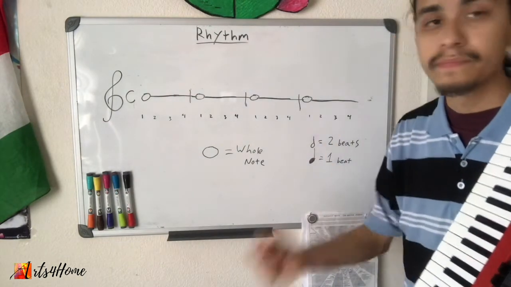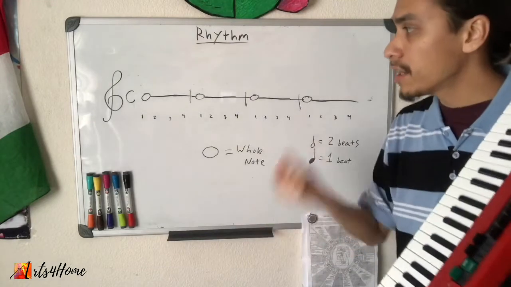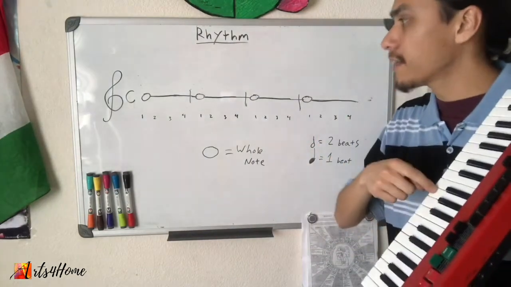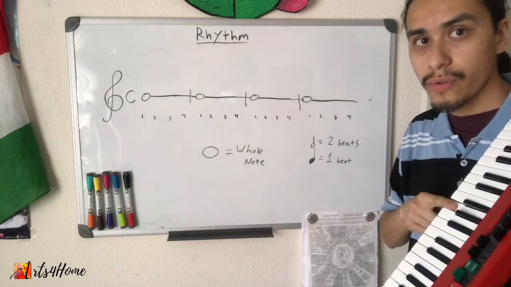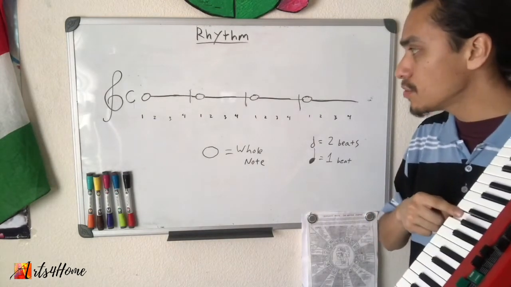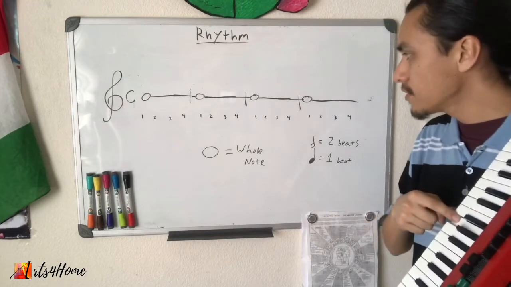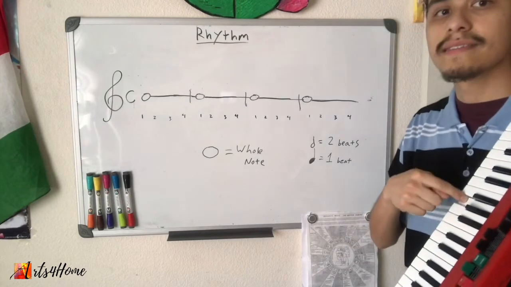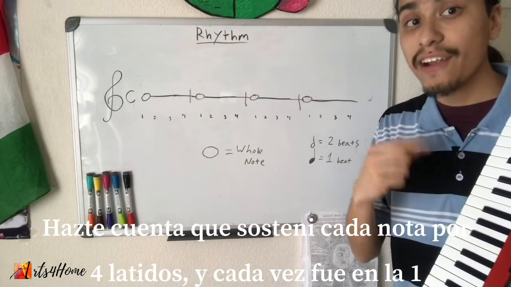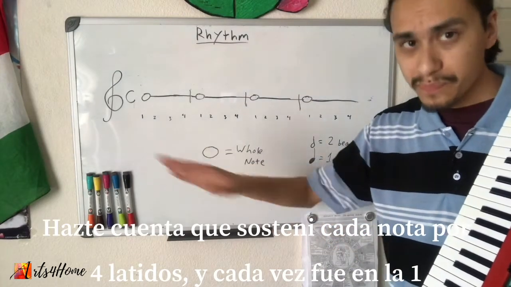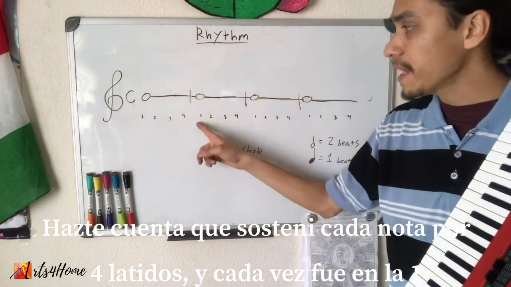Ready? 1, 2, 1, 2, ready, and 1, 2, 3, 4. 1, 2, 3, 4. 1, 2, 3, 4. 1, 2, 3, and stop. So notice I held down the key for an entire 4 beats every time I played it. And every time I played it on the 1.